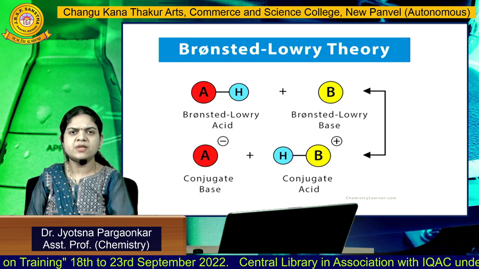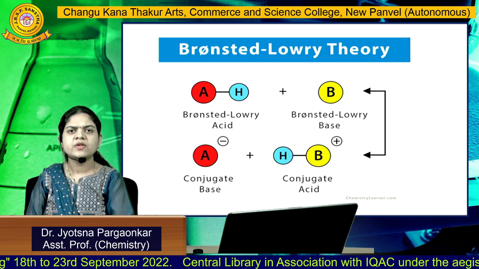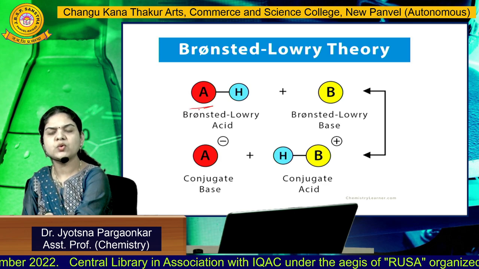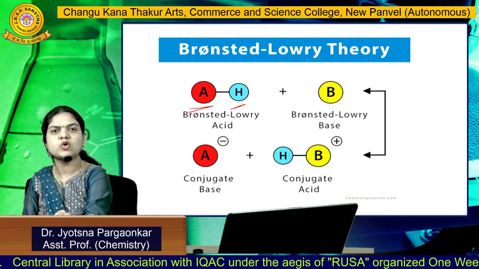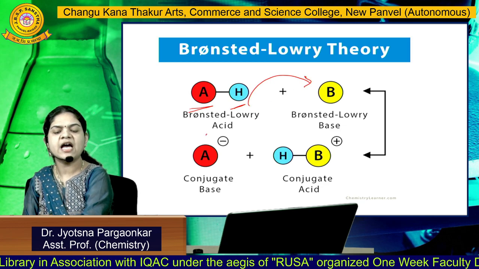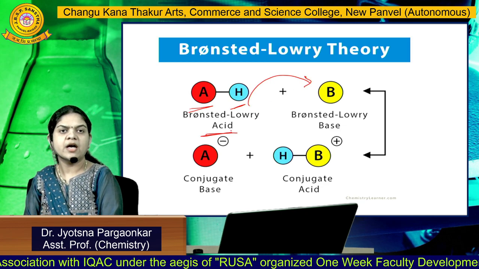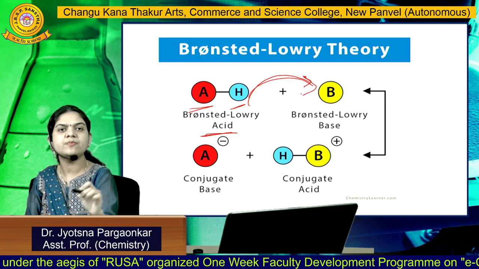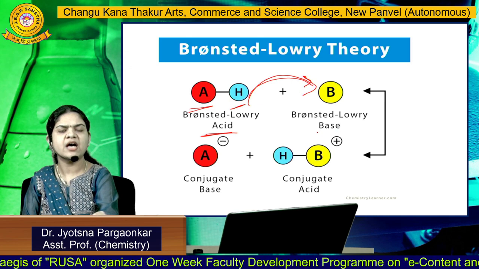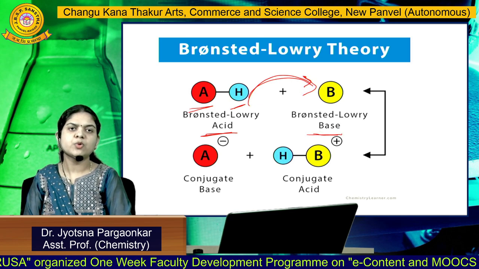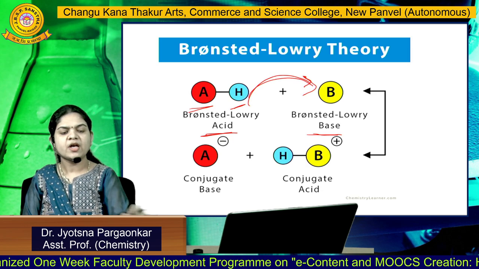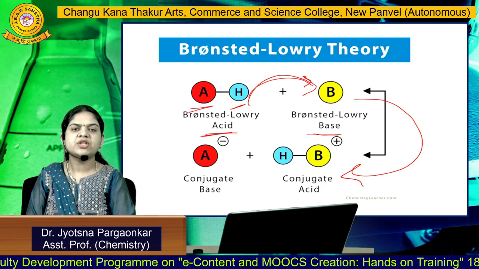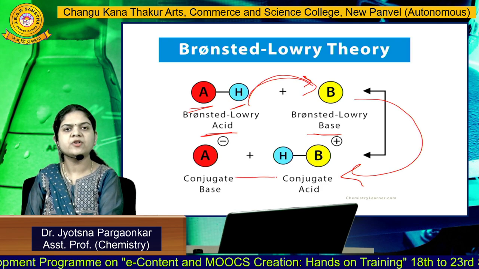See, this is the summary of the Bronsted Lowry theory. So an acid must be a proton donor. So I wrote here the acid and this is the proton. When it donates, it acts as an acid. And a base is a proton acceptor, meaning this proton will be accepted by the base. So it acts as a Bronsted Lowry base. And after that, we are getting the conjugate base and conjugate acid. These differ by a proton.